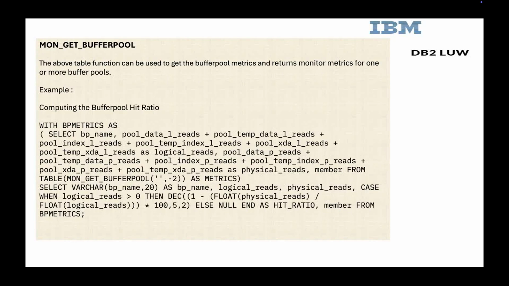So MonGet buffer pool, what a wonderful table function DB2 provides. I can get a hit ratio from this using a simple query. So computing the buffer pool hit ratio with buffer metrics as select. See, this advantage of selecting whatever fields are needed, whatever metrics I want, I cannot do with the snapshots. I can do it with these table functions, MonGet functions. So I am selecting buffer pool name, the formula for the hit ratio from table of MonGet buffer pool as metrics. Then I can select the needed hit ratio.